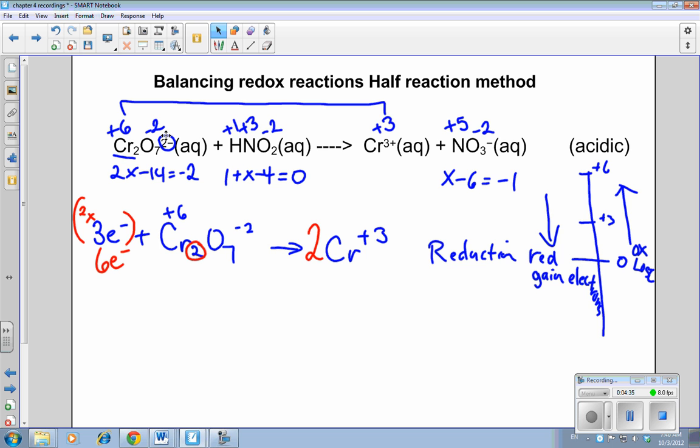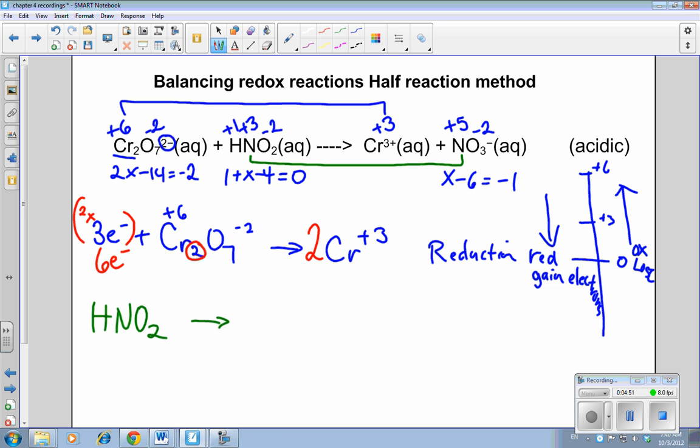And so I'm going to look and see who else changed. So if I take a look, I can see that nitrogen went from +3 to +5. So I'm going to write down now that reaction. So I have HNO2, and that's going to yield some NO3 -1. And so nitrogen went from a +3 to a +5. So if I go back over here to my chart, I'm going now from a +3 up to a +5.